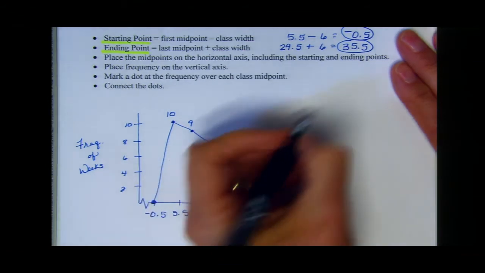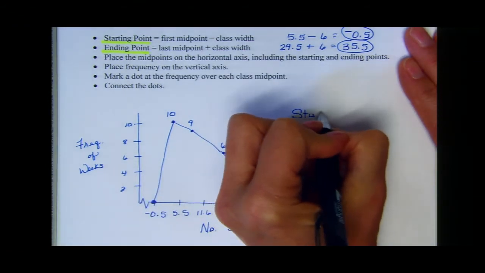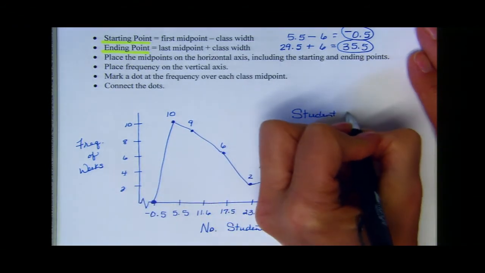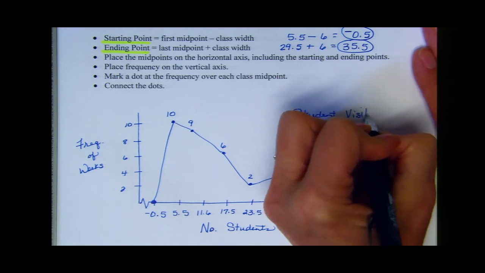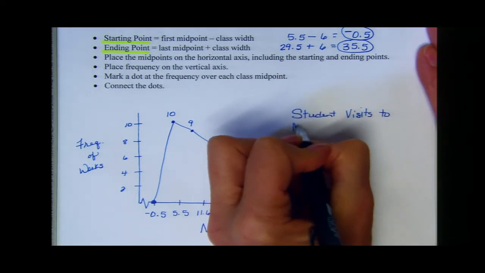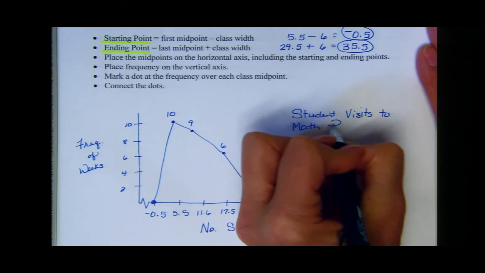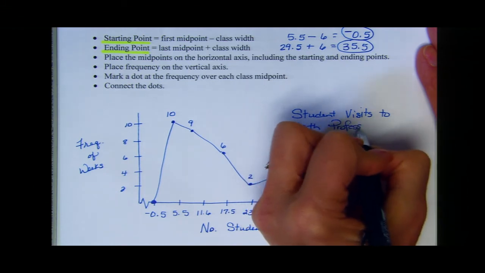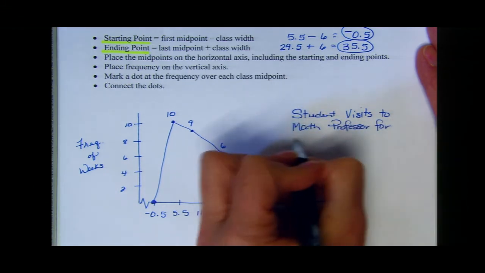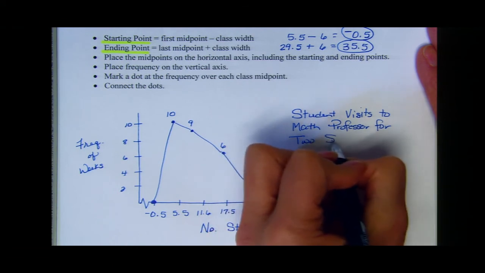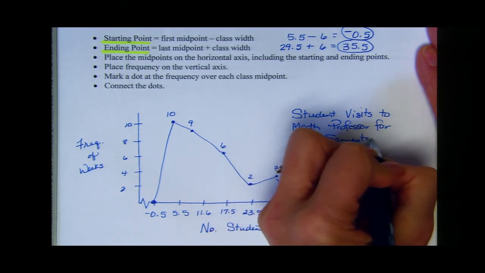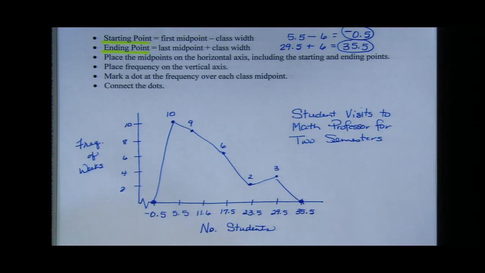And then we put our title. Student visits to math professor for 2 semesters. If somebody put for 30 weeks there, I would be fine with that, just so I have all the information. That covers all of 2.1.